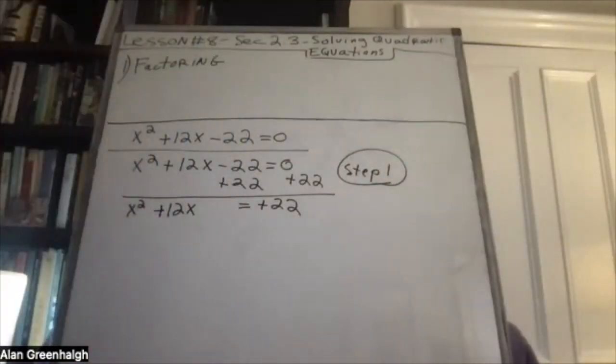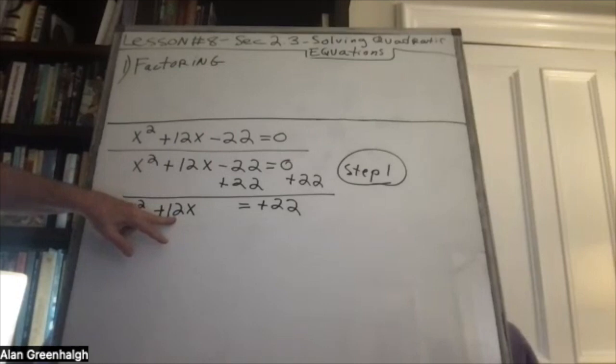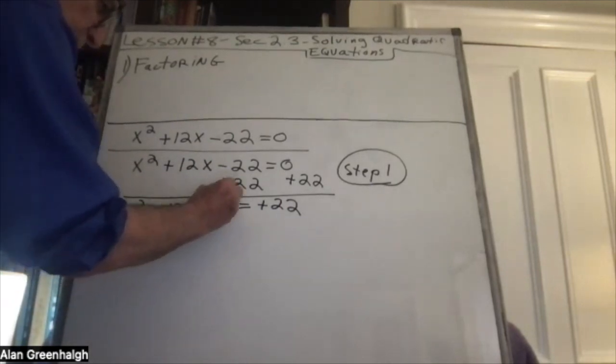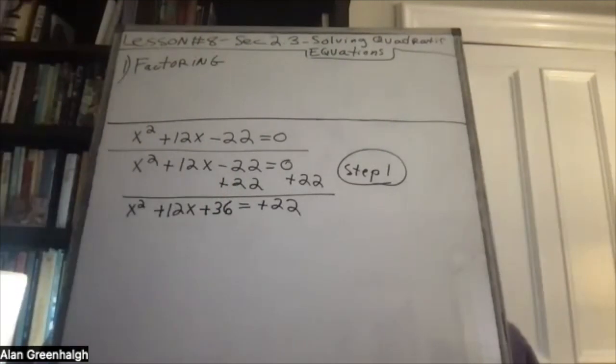Do that. Now, listen very carefully. We take half of 12. We take half of the x term. Half of 12 is 6. And then we square it and get 36. You'll see why in a moment.